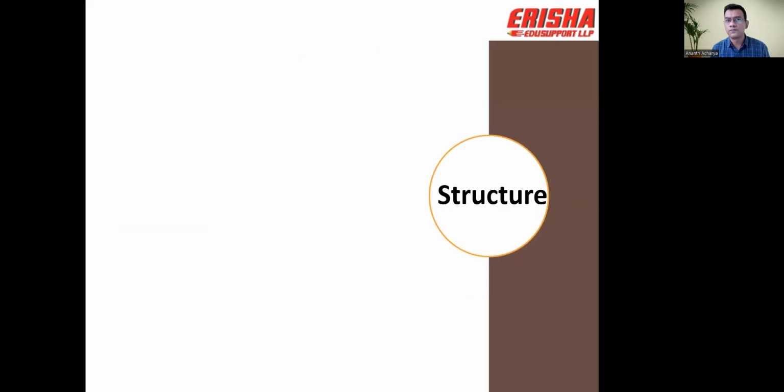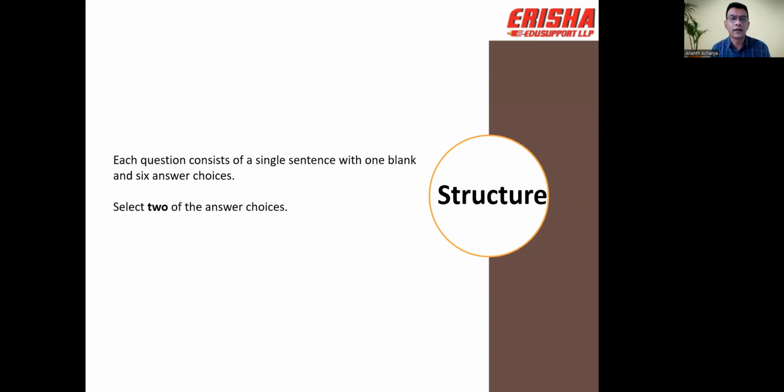So what is the structure? The structure is pretty straightforward. You will have a question with a sentence given to you, and there will be exactly one blank. This one blank will be followed by 6 answer options. You have to pick 2 answer options, which will make complete sense when you replace them in that particular blank. Remember, you might get one answer option right and the other wrong, but you will never get a partial mark for it. There is no credit given for partially correct answers.